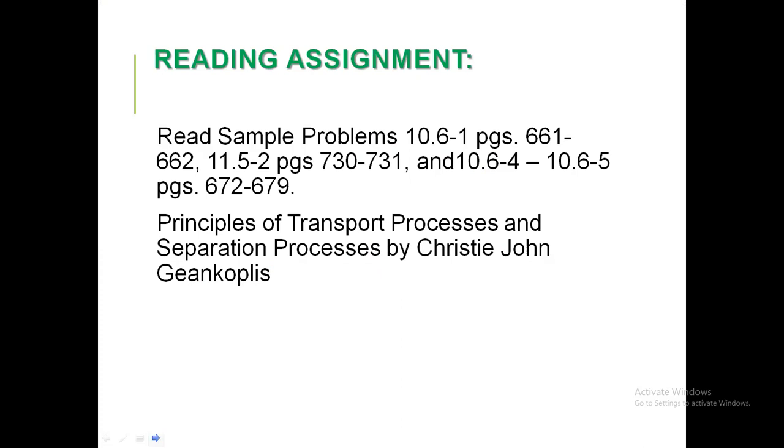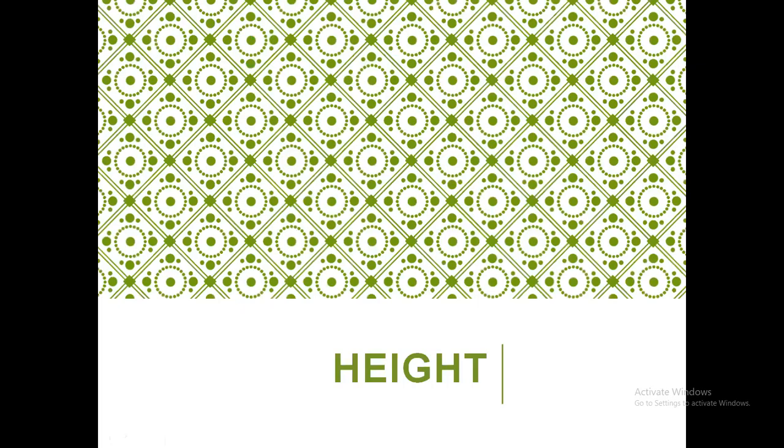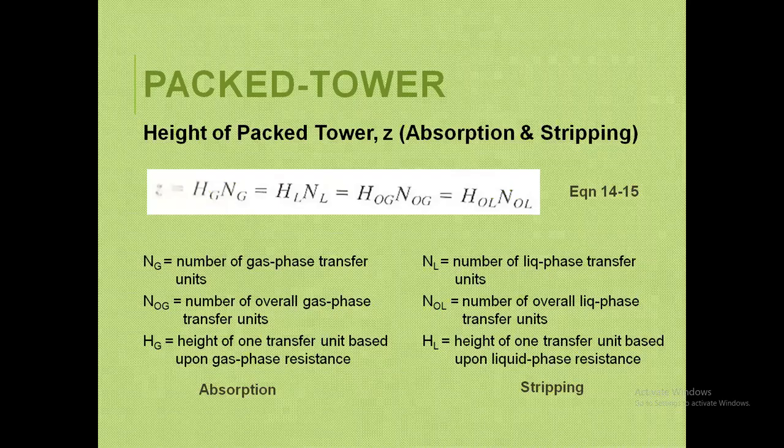That way you will also have a guide on how you're going to tackle problems concerning the design of the tower, specifically the height and the diameter. Now, when we speak of the height of the tower, we can use the number of transfer units. This method uses the number of transfer units. The equation can be found in your handbook. It's indicated here, equation 14-15, meaning it's taken from section 14 of your handbook.